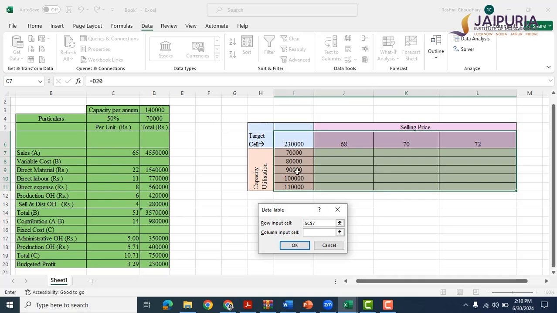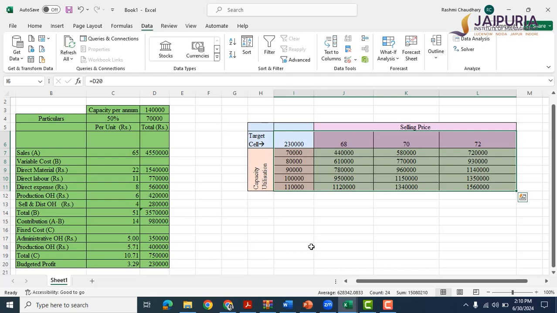So the column input cell is 70,000, 80,000, 90,000. That is the capacity utilization, the number of units that are being sold. So I select the 70,000 in the table. So pressing OK, now the values are there. So these are the target values.